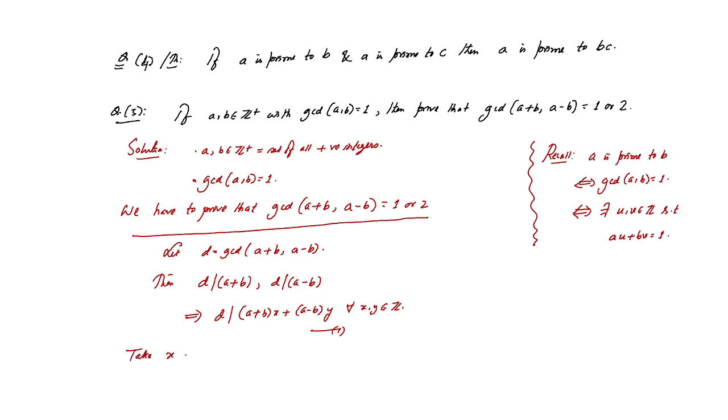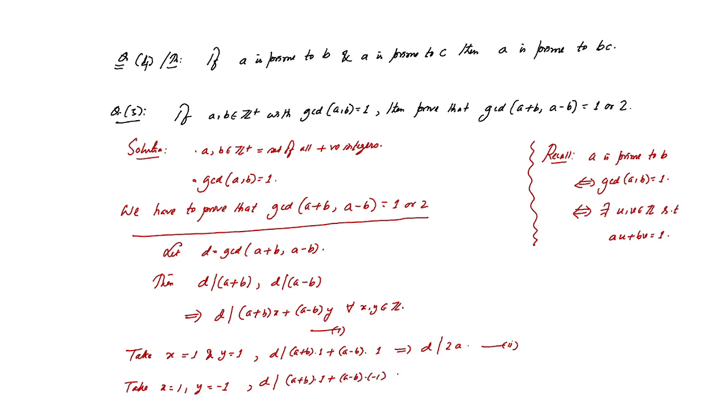This holds for all X, Y belonging to Z. So take X equals 1 and Y equals 1. In that case, D divides (A plus B) times 1 plus (A minus B) times 1, and that implies D divides 2A. Similarly, if we take in particular X equals 1 and Y equals minus 1, D divides (A plus B) times 1 plus (A minus B) times minus 1. That means D divides 2B.